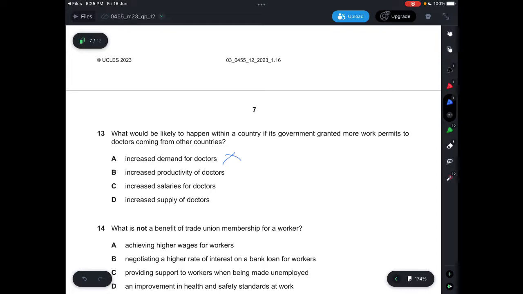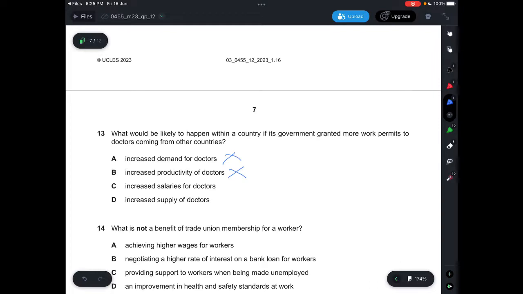B, an increased productivity of doctors. This one is not exactly correct, because even though you grant more work permits to doctors coming from other countries, it doesn't exactly guarantee that there'll be an increase in productivity of doctors. Right, that's not the direct answer. That will not be the most direct answer. Even though it is possible, it's not really a direct answer.